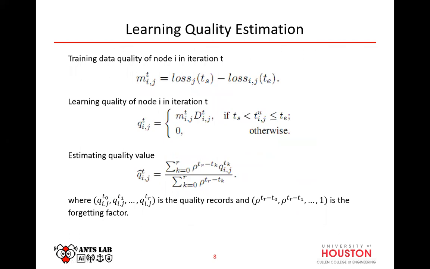Training data quality of node I, iteration T. What are the TS and TE? TS is, for example, the start of this iteration, the download. This loss J is the downloaded global model, yes. And this loss IJ is the uploaded local model loss. TE is the end, right? TE is the end of this iteration. Yes, it's the end, yeah.